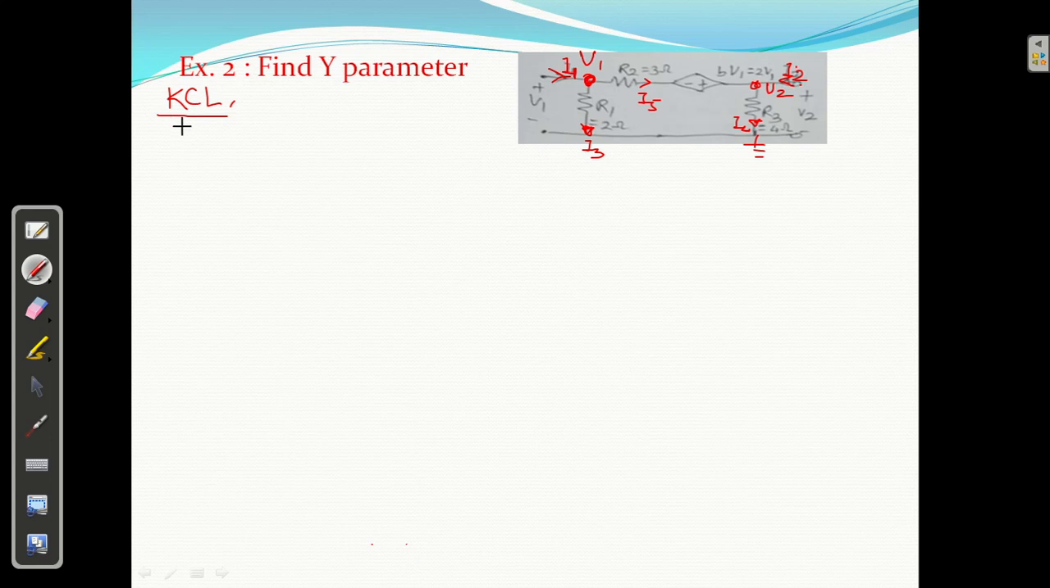Now KCL at node 1. What is the KCL at node 1? Incoming current I1 equal to what? I3 plus I4. Okay, I1 equal to what? I3 कितना है? V1 minus 0 upon 2, V1 by 2. I3 is V1 by 2 plus I5 बोलो.